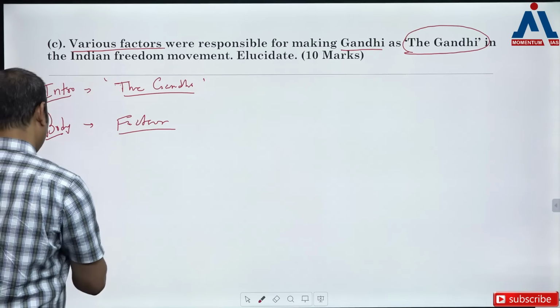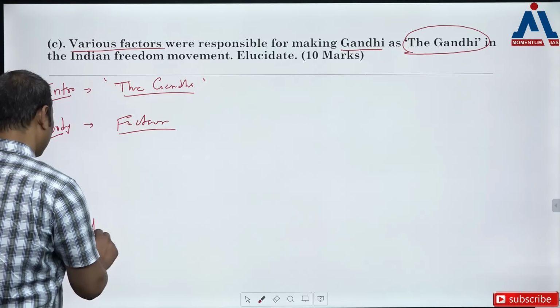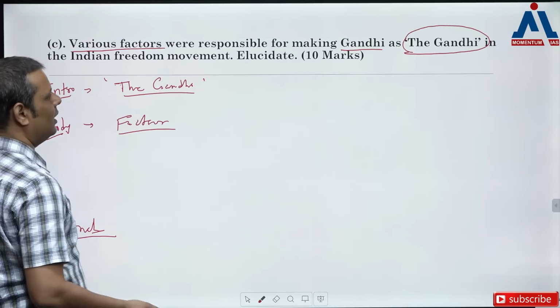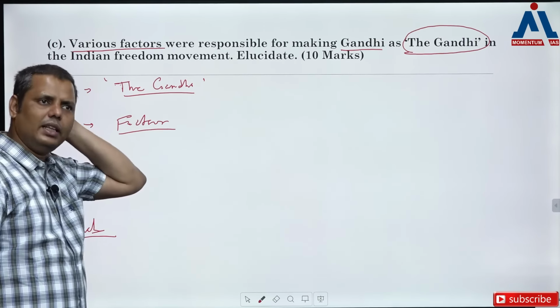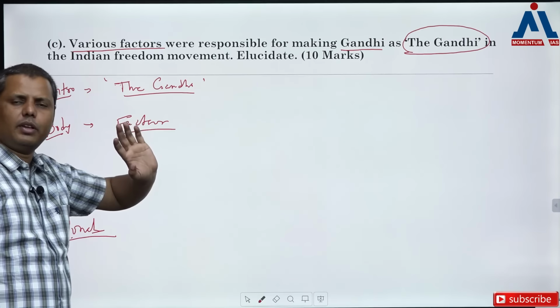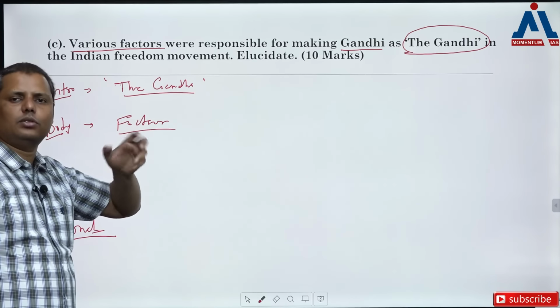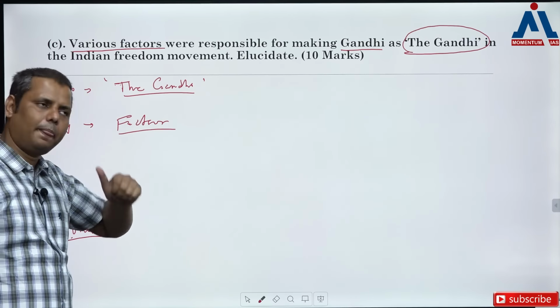In the conclusion, it may be a very general conclusion. That's not a problem, because ultimately it is proving that it's not only Gandhi who had the talent because of which he became very, very popular, but the circumstances were also responsible for making Gandhi very popular.